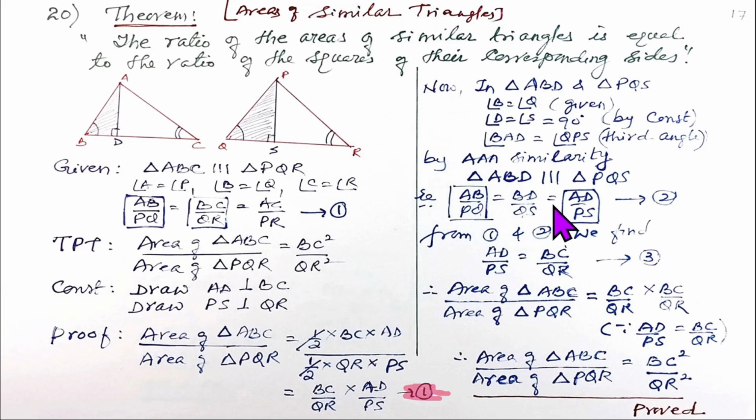Here in this theorem, don't take this as 1, only count this as 1 and this as 2. There is a mistake, we have written 1 twice here, so cancel this 1, only take this as 1 and this as 2 and this as 3. Okay, remember that. Thank you.